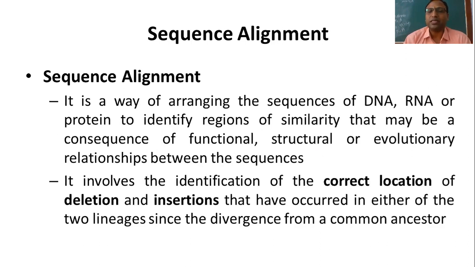Sequence alignment is a way of arranging the sequences of DNA, RNA or protein to identify regions of similarity that may be a consequence of functional, structural, or evolutionary relationship between the sequences. So if you have a sequence and you have made it into small fragments, each fragment can either be overlapping or be a separate fragment.